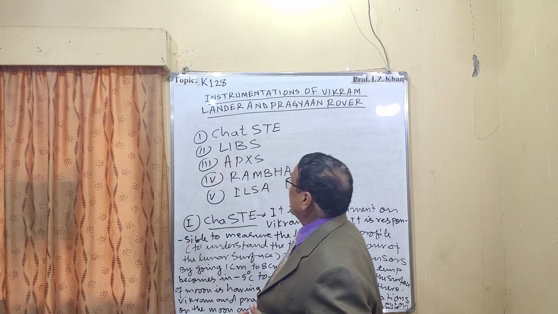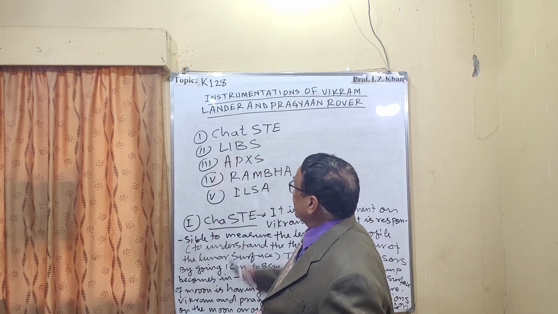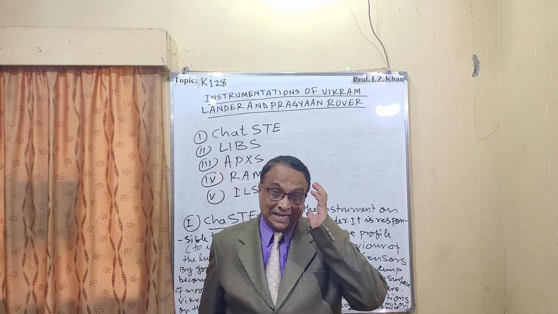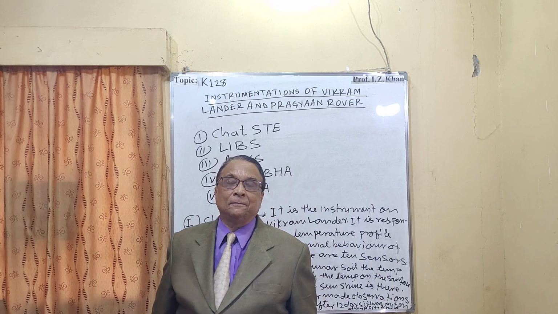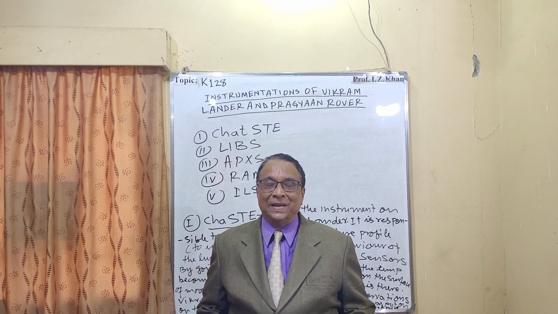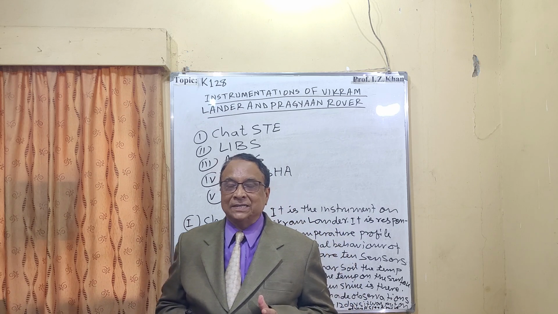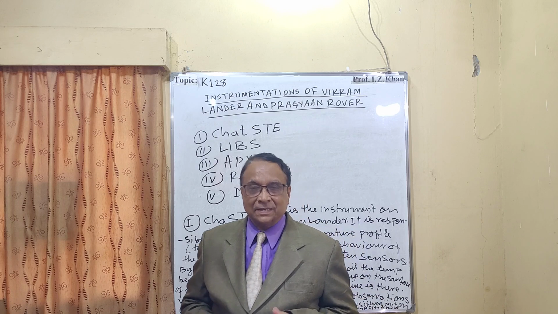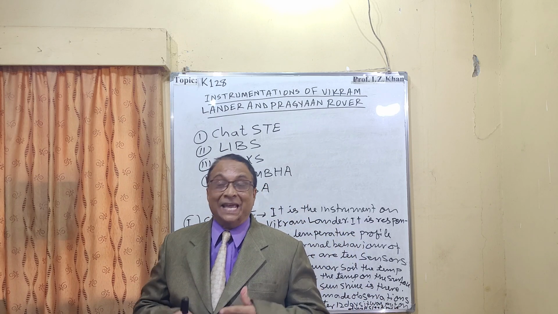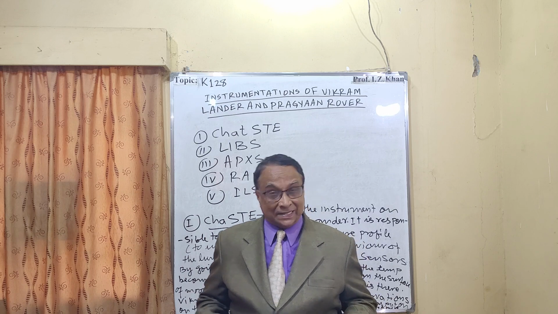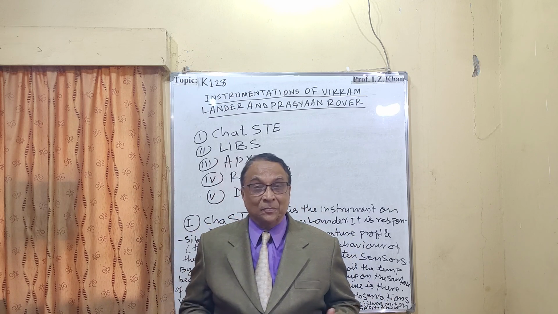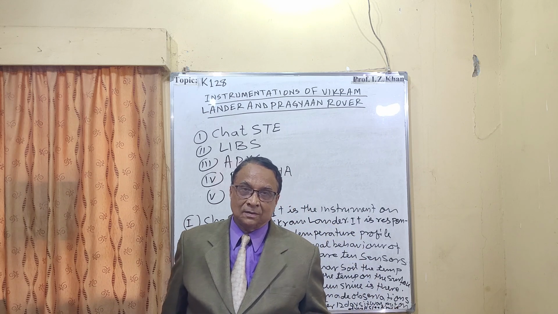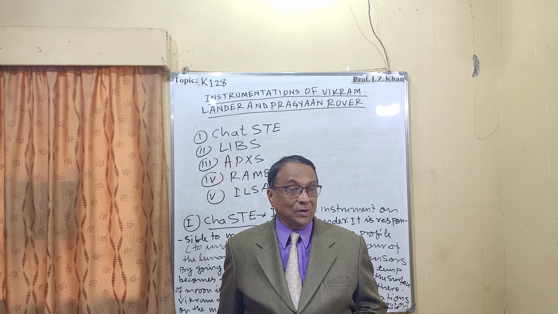The first one is called ChaSTE. ChaSTE, the 'Cha' means Chandrayaan, is a type of instrument which is attached to the Vikram lander, and the main role of this instrument is to measure and understand the temperature behavior of the surface and also of the underground lunar soil.